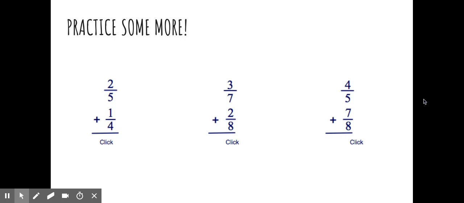And then we do the same for 1/4. 4 times what gives you 20? This time it's times 5. And whatever we do to the bottom, we do to the top. And 1 times 5 is 5. And now we can add. 8 plus 5 is 13 and keep the denominator, 13/20. You can do these two on your own. And I want to show you one more and then the video will be over.